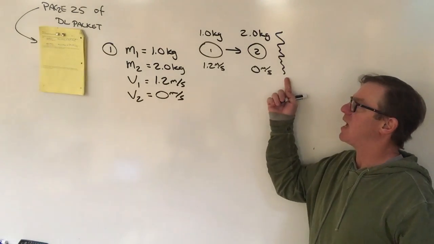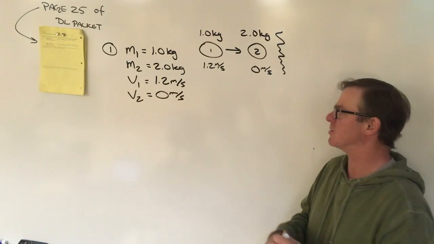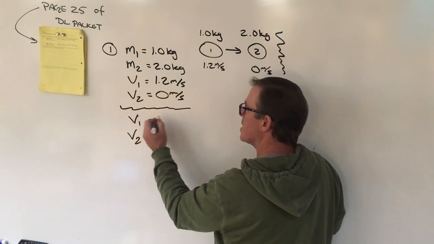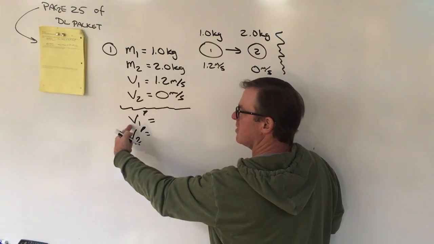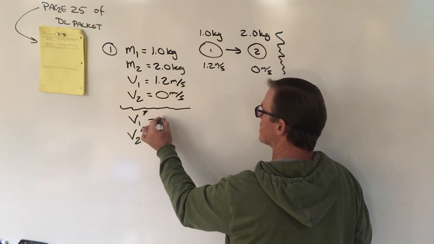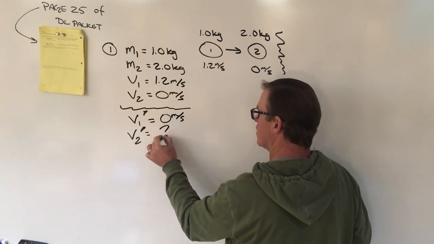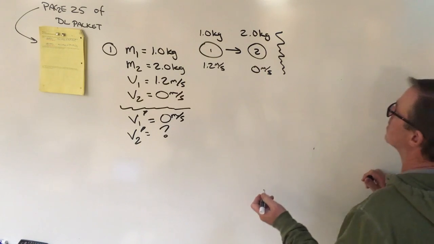I put a squiggly line to indicate the collision, because to the right of that will be after the collision. Similarly, I'm going to put a squiggly line in my list, and I'm going to have the two velocities of the balls 1 and 2 after the collision occurs, what we call V1 prime and V2 prime. After the collision, ball 1 is at rest, and we are looking for the velocity of ball 2 after the collision.